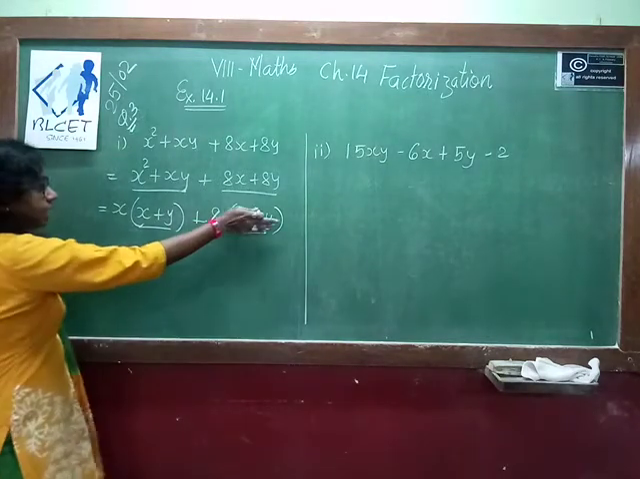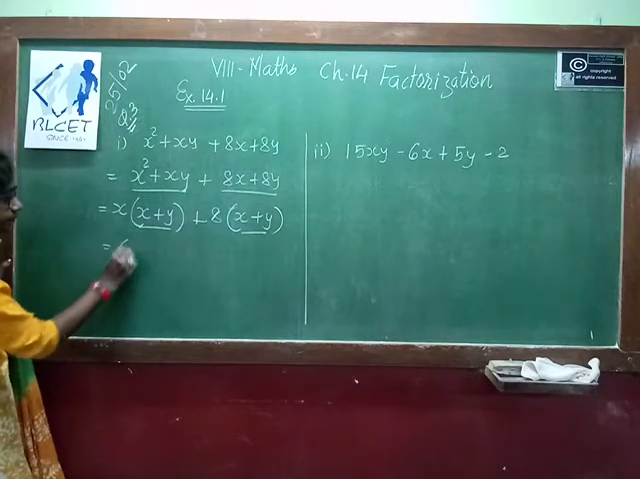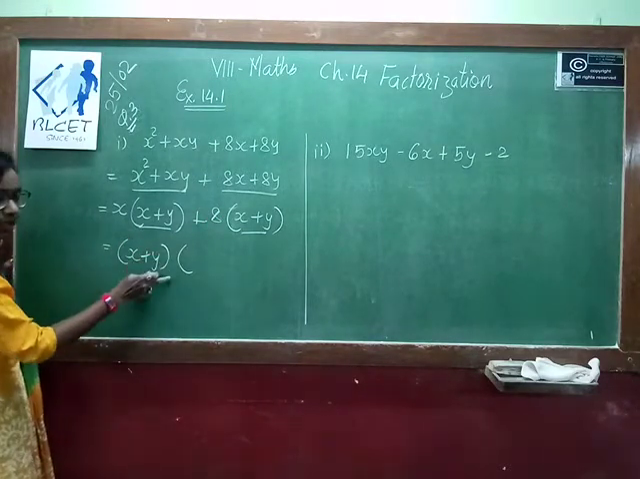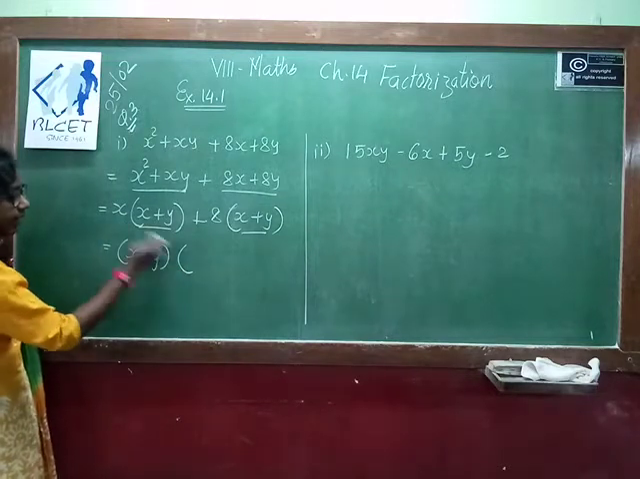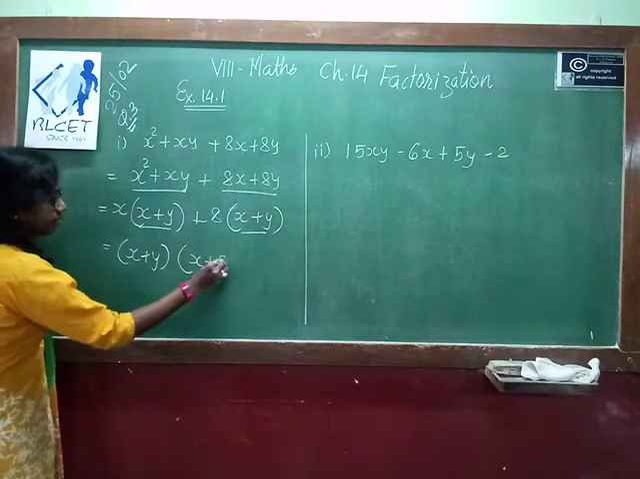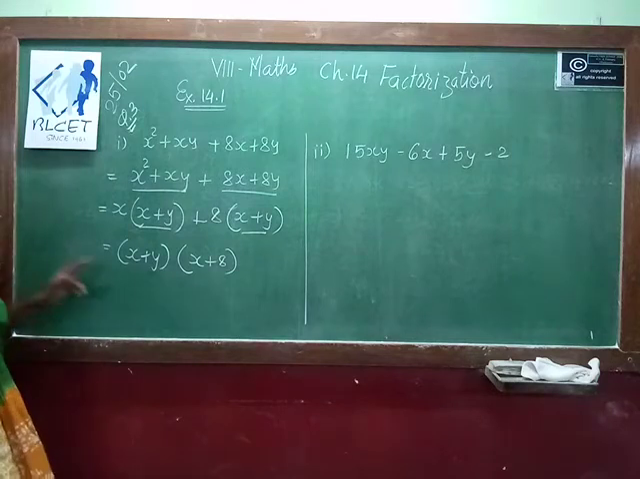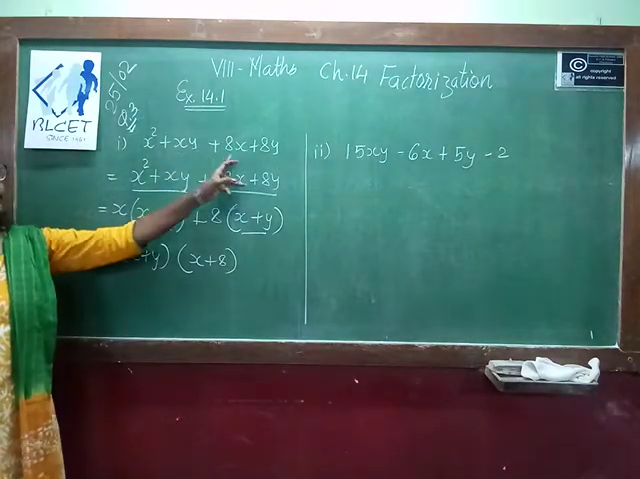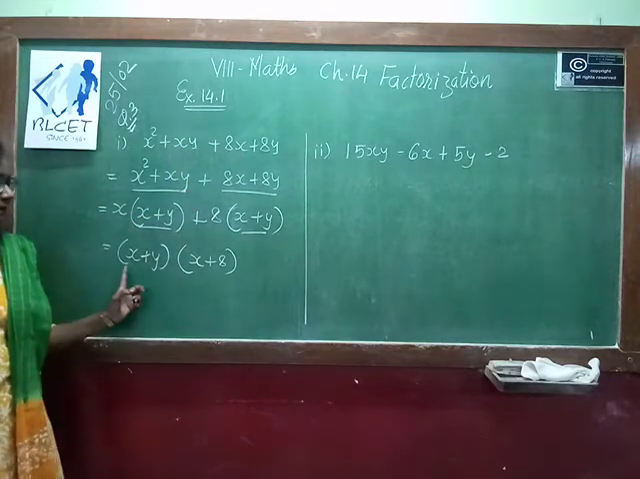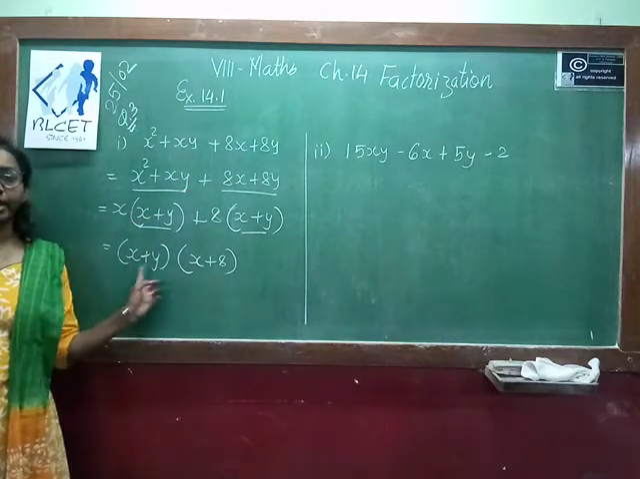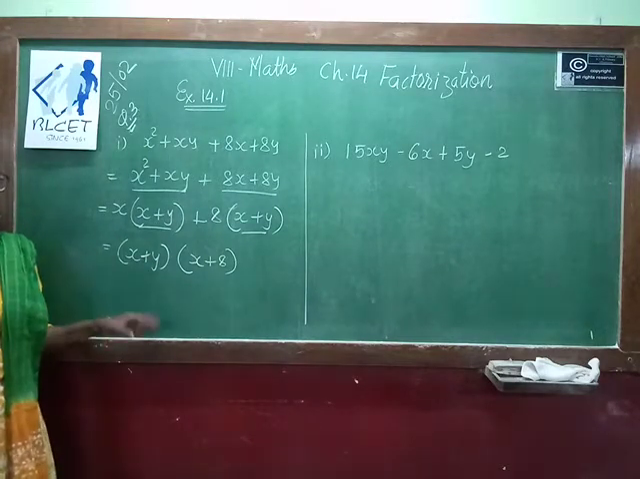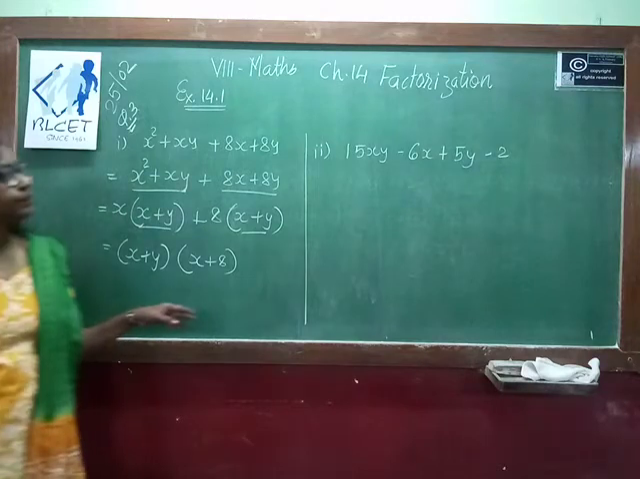So now we take this whole bracket as a common. Then whatever is left, we write in the another bracket. X plus 8. So what are the factors? X plus y and x plus 8. These are the factors of x square plus xy plus 8x plus 8y. If you want to check your answer, do the multiplication of binomial with binomial that you have already learned in algebraic expressions, so that you will get the answer.